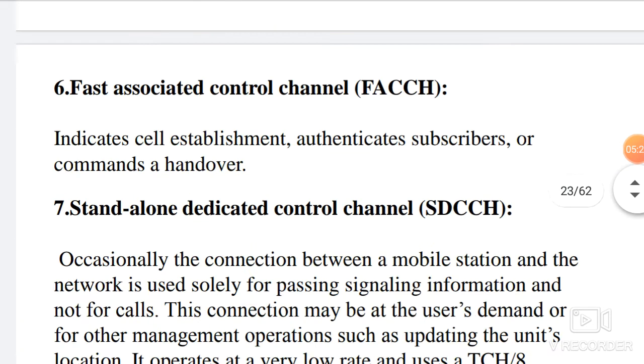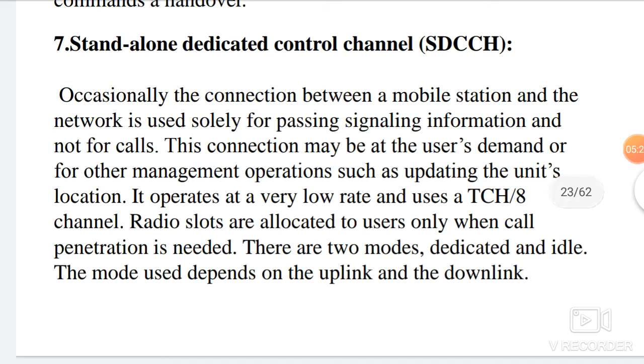And the next one is your standalone dedicated control channel. It operates at a very low rate that is enough for the particular SDCCH. The radio slots are allotted to users only when call establishment is needed. There are two modes, dedicated and idle mode. The mode depends on the uplink and the downlink.